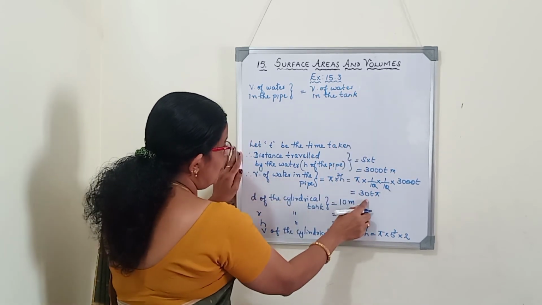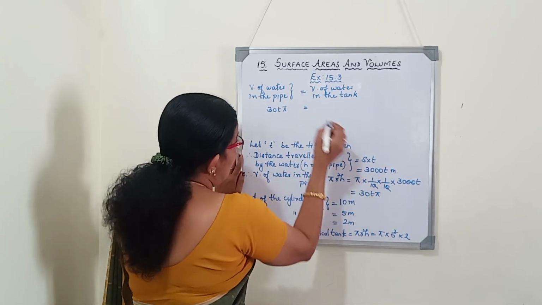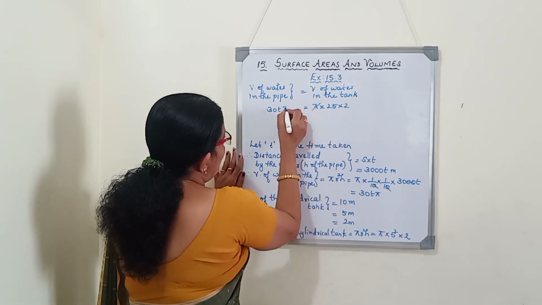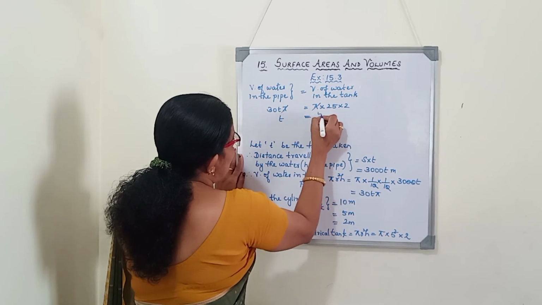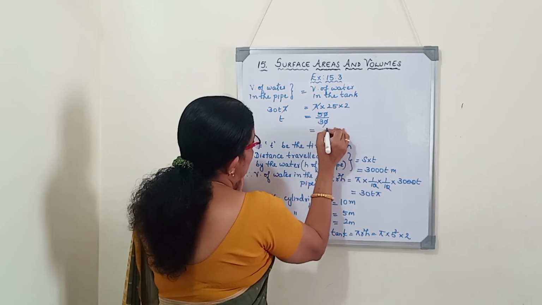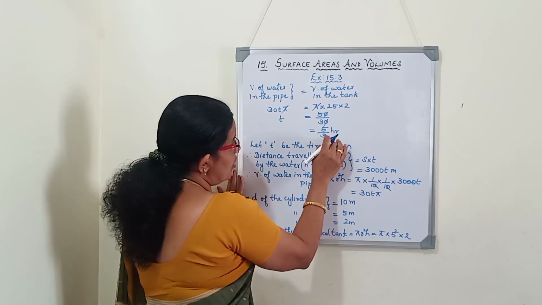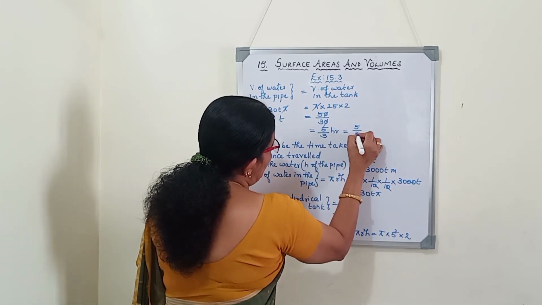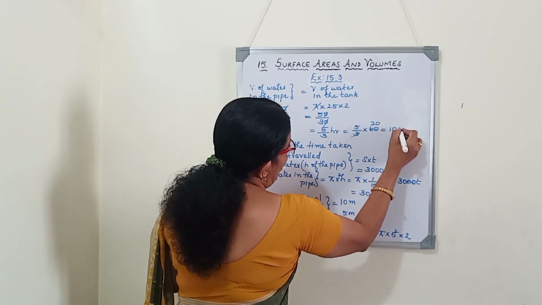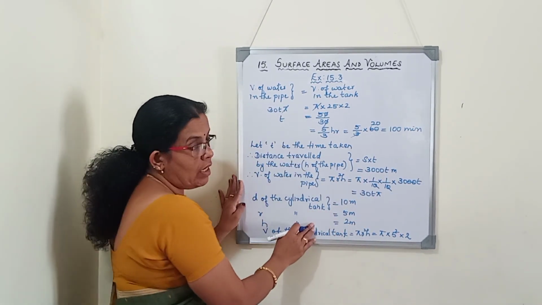In the tank, pipe 30 T equals pi into 5 square, right? 25 into 2, that is 50. So pi and pi will cancel. T is equal to 50 divided by 30. So 3 cancel, 5 by 3 we will get. This 5 by 3 is hour. If you want to convert into minutes, we know that 1 hour is 60 minutes. 5 by 3 into 60. 3 twos are 20. So 5 into 20, 100 minutes. So 100 minutes will take the water to reach the cylindrical tank.